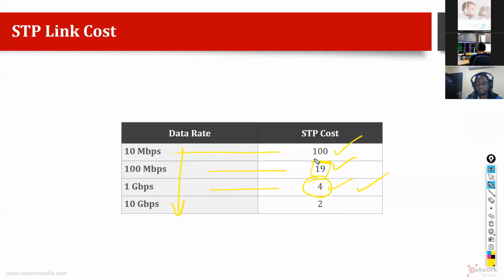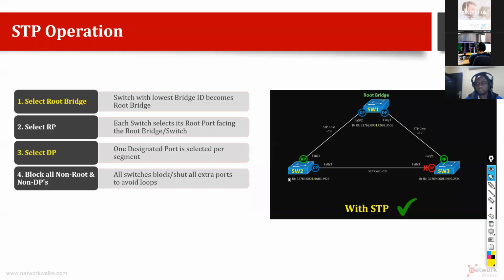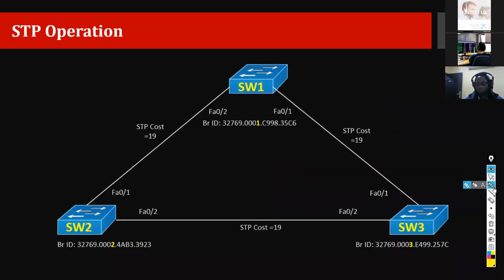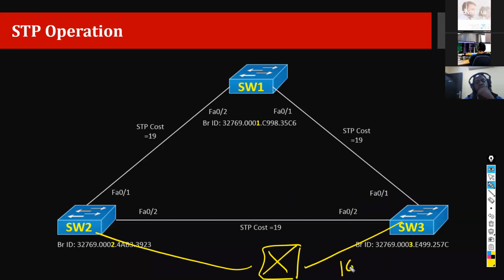Why low speed, high cost? Yes, Mr. Frank, so that they are preferred. So what should be the default behavior of STP? If one side of the link, for example, there is another path in here, and this one is 1 GB, meaning 1000 MB, and this one is only 100 MB. So what should we prefer in that case?